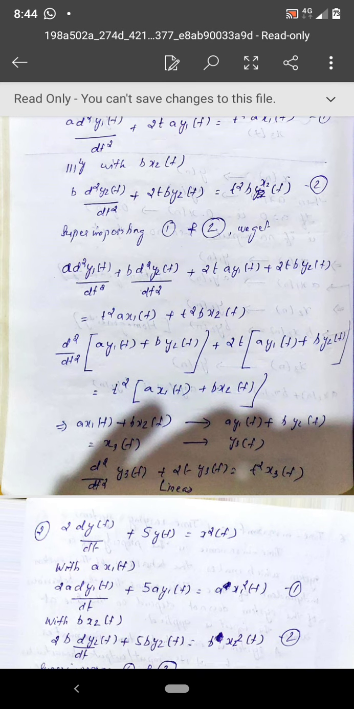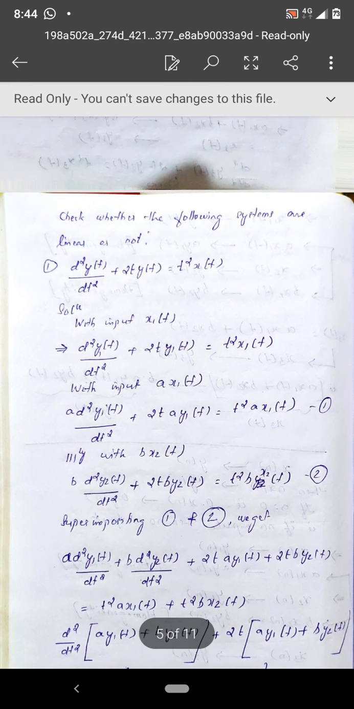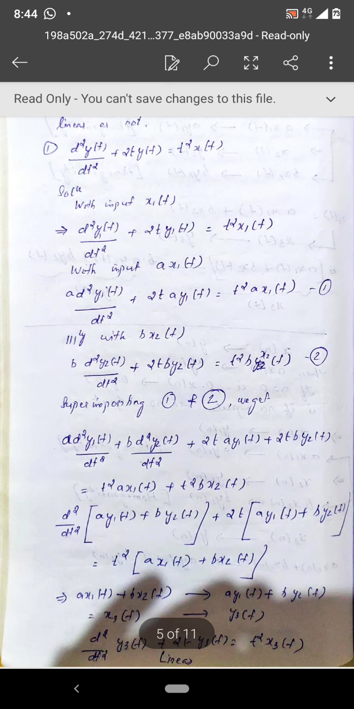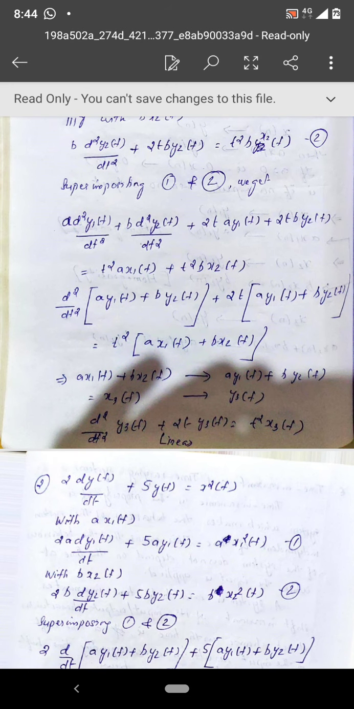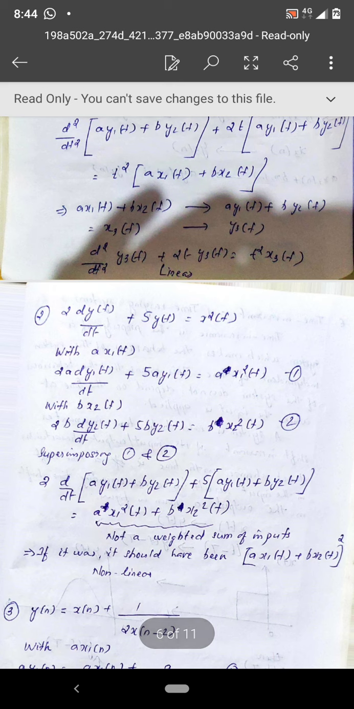Now you can see the same structure. Initially your output was y of t. Now d square by dt square of y of t became d square by dt square of y3 of t. What is y3 of t? That is a y1 of t plus b y2 of t. Earlier you had 2t y of t, now you have 2t of y3 of t. What is the new signal? That is a x1 of t plus b x2 of t, that is x3 of t. At last you can write it as d square by dt square of y3 of t plus 2t y3 of t equal to t square x3 of t. That is, the system obeys both homogeneity as well as the superposition principle. That is, the system is linear.